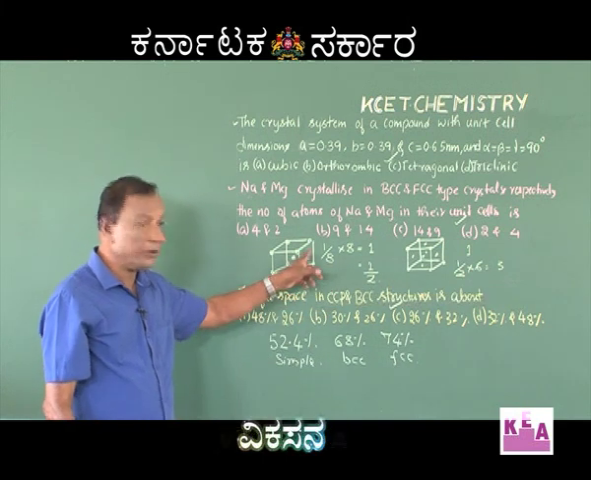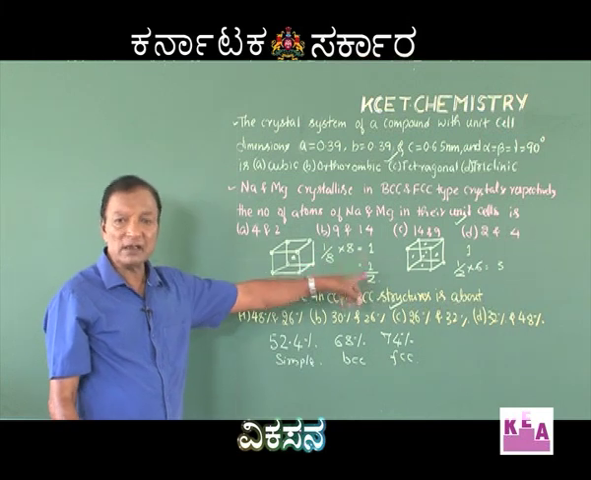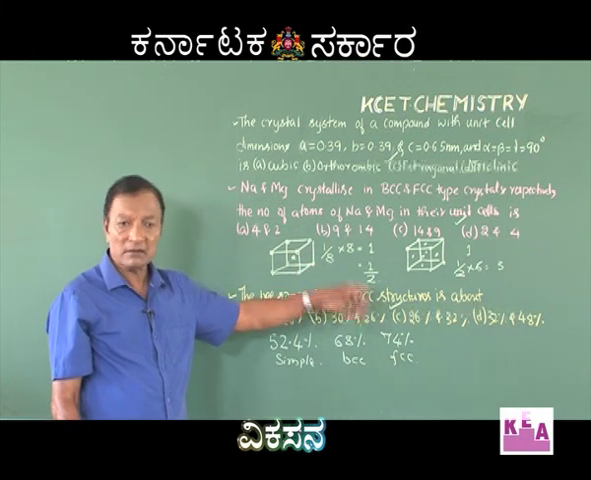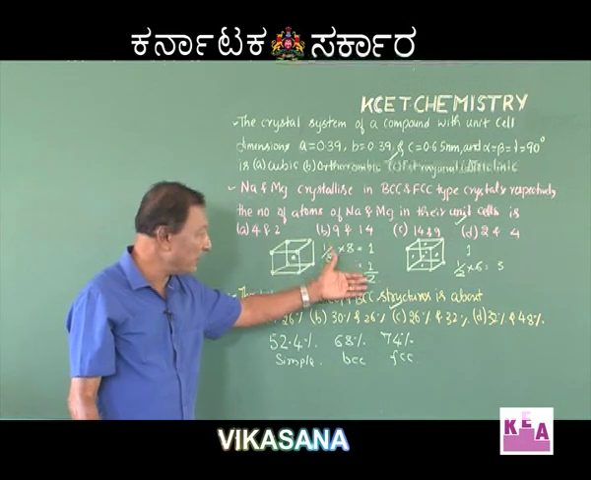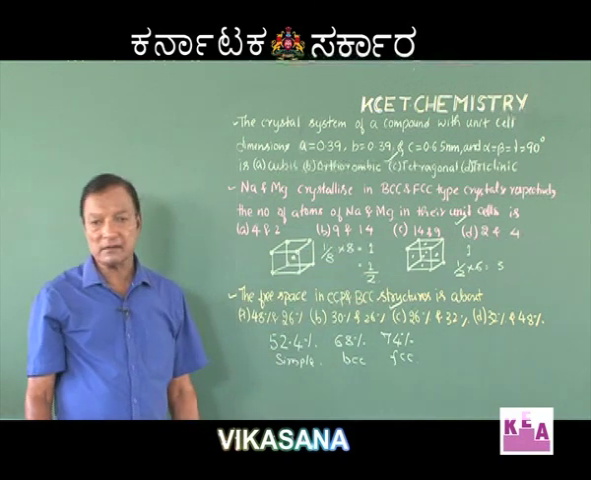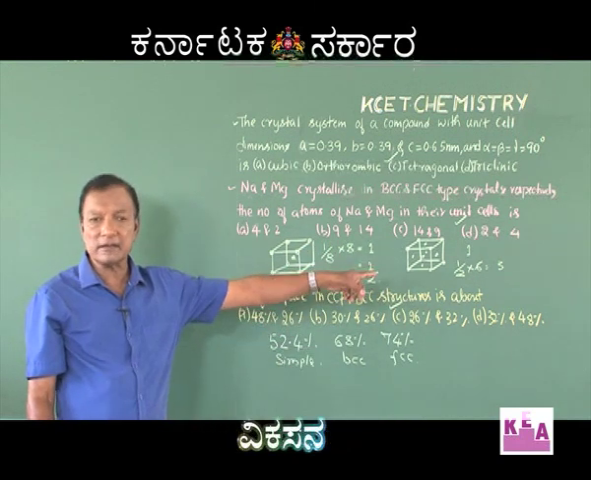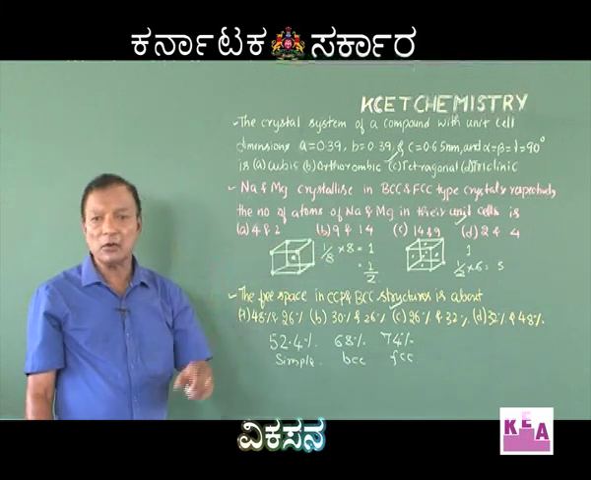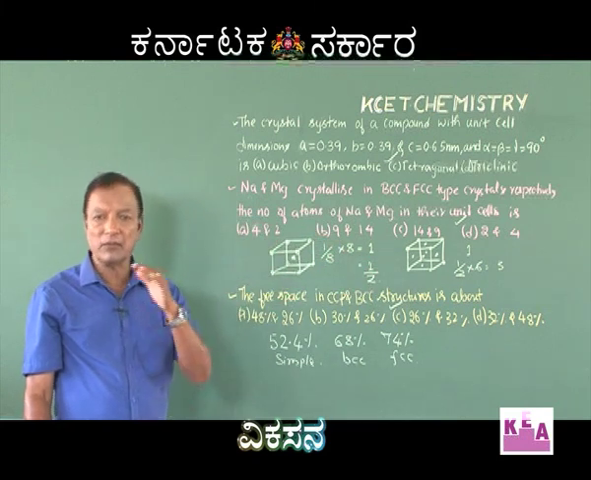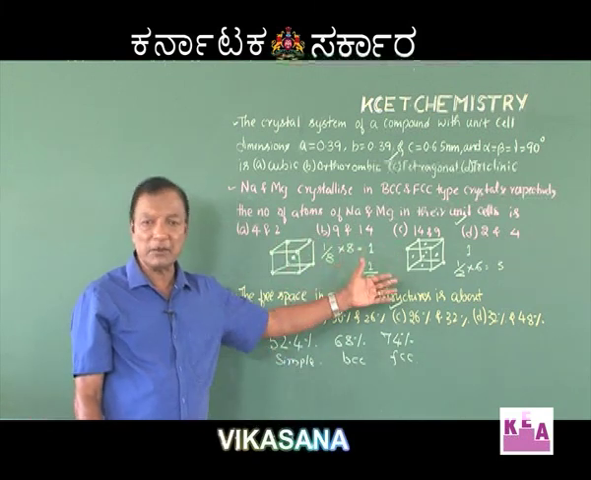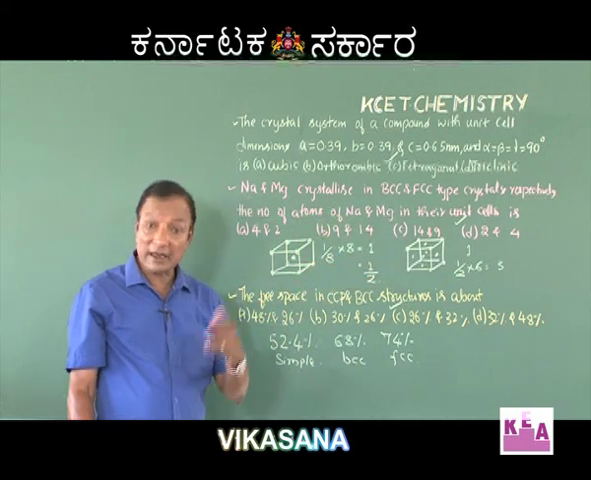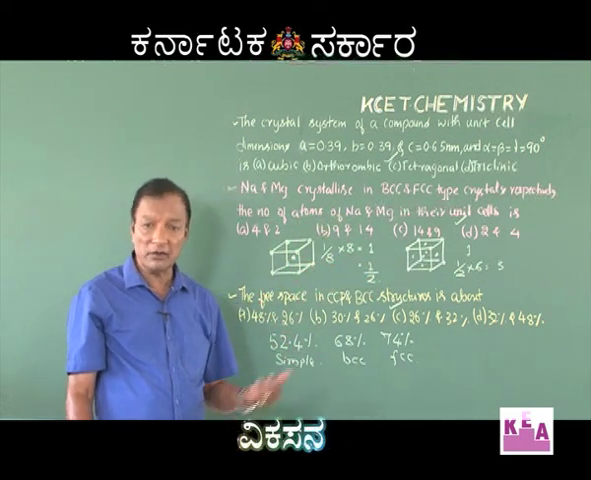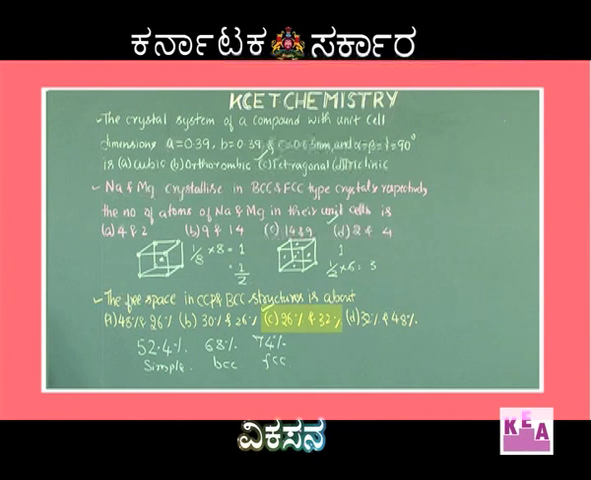that corner contribution is 1/8, and body-centered contribution is 1. Calculate mentally. So that becomes 2 particles. Similarly for FCC, face-centered contribution is half, from 6 faces it is 3 particles, and from 8 corners it is 1 particle. The calculation will be within no time: it is 4 particles. That way we shall continue with some more questions.